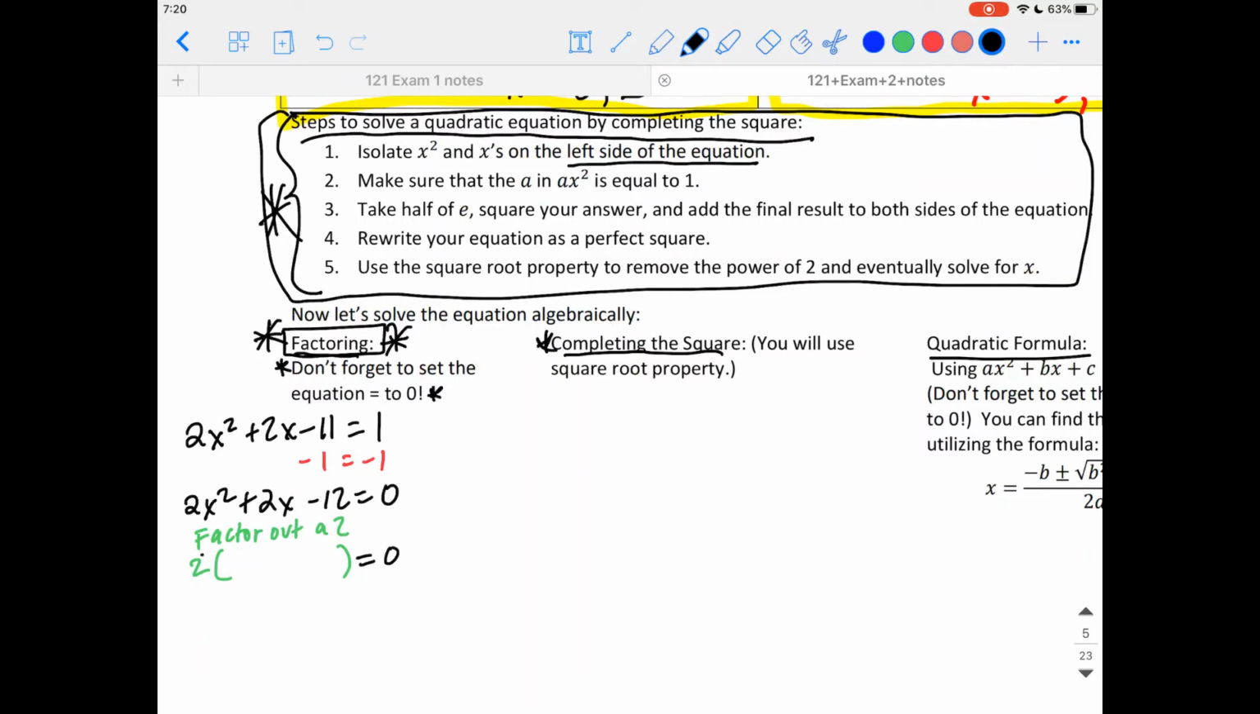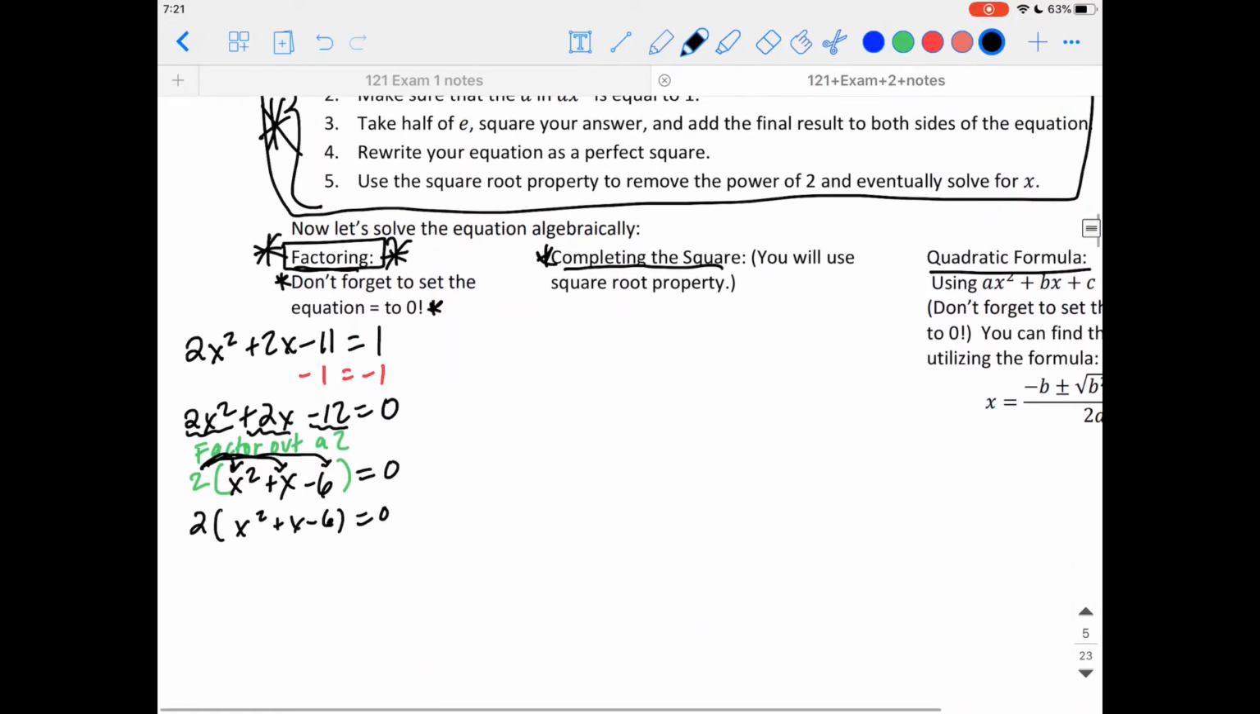So the question is, 2 times what gives me 2x squared? Well, on a good day, it's going to be x squared. And then 2 times what do I put here is going to give me a plus 2x? So it's going to be plus an x. And then 2 times what gives me a minus 12? Well, on a good day, that's going to be a minus 6. So right now, I have 2 parentheses x squared plus x minus 6 is equal to 0.